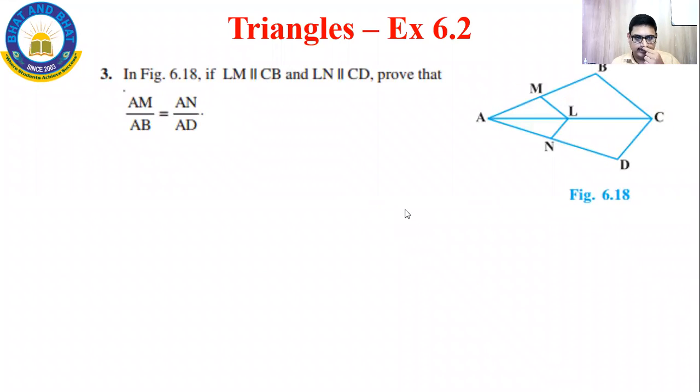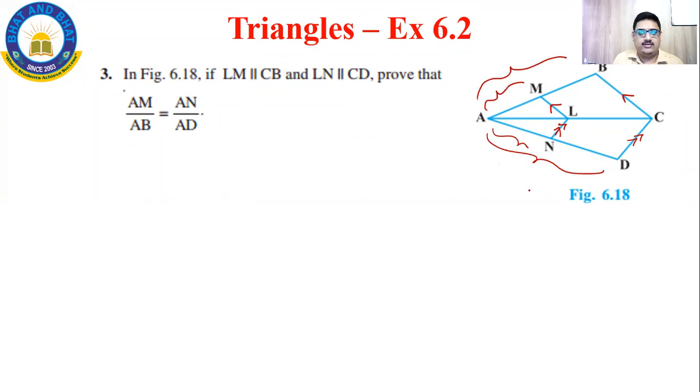Okay, let's move on to the next question then. So this is our third question. It says in figure 6.18, if LM is parallel to CB, so let's mark that. Here LM is parallel to CB and LN is parallel to CD. So let's mark LN is parallel to CD. Prove that AM by AB is equal to AN by AD.